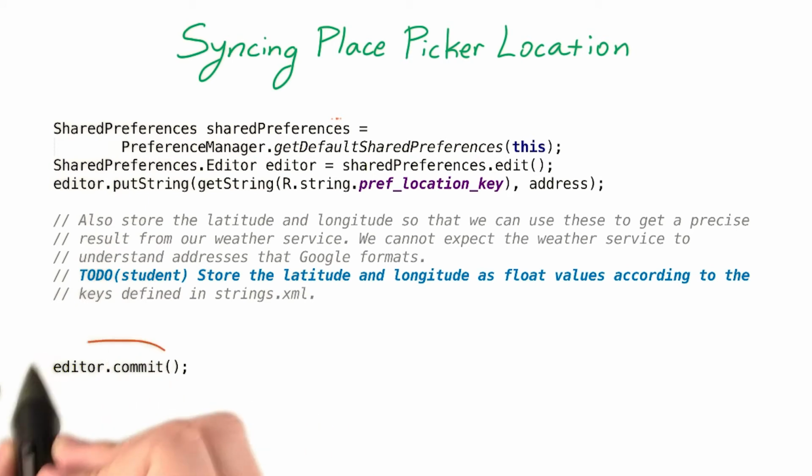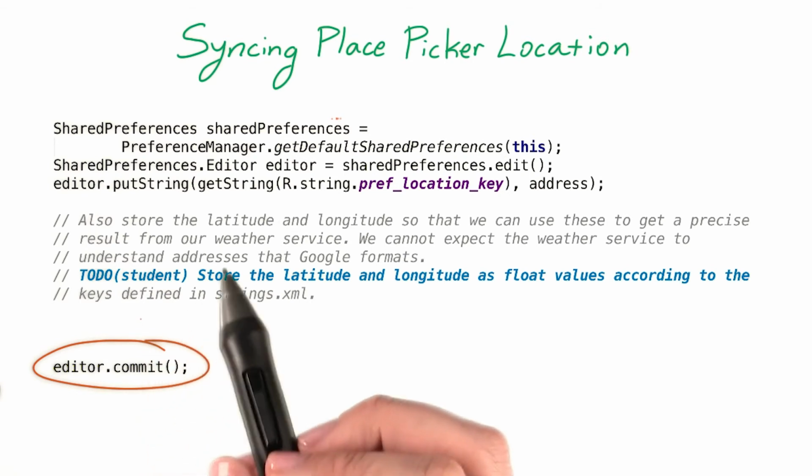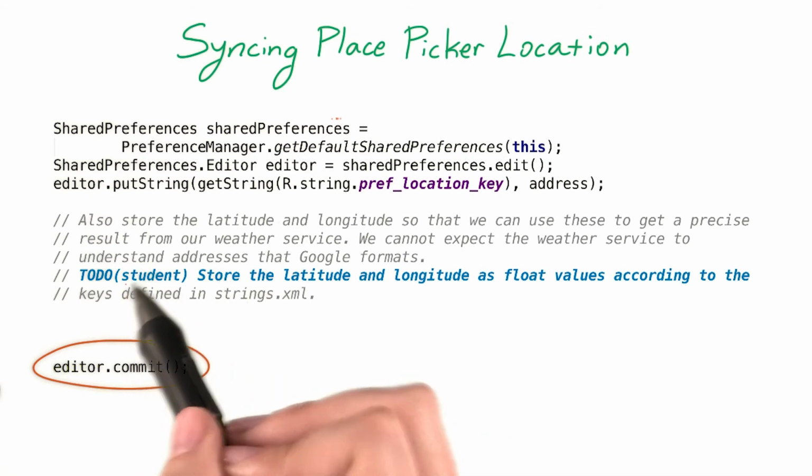And that is why we use commit instead of apply when we're writing to our shared preferences. Commit ensures that the preferences are ready in time for our SyncAdapter update, whereas apply is asynchronous and can't make the same guarantee. Now, as for actually writing the latlong preferences, I'm leaving that to you.